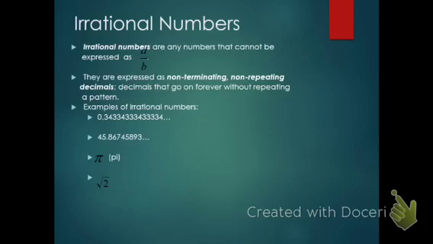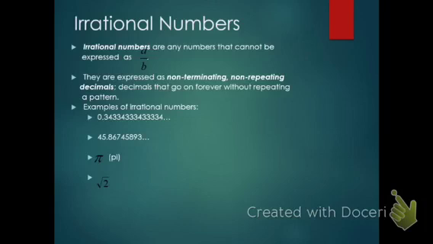The second example, 45.867458893, is a non-repeating decimal. It doesn't terminate, so it's irrational. Pi is irrational because, as you all know, pi is an infinite number that never stops, never ends, and repeats in a non-determined pattern.